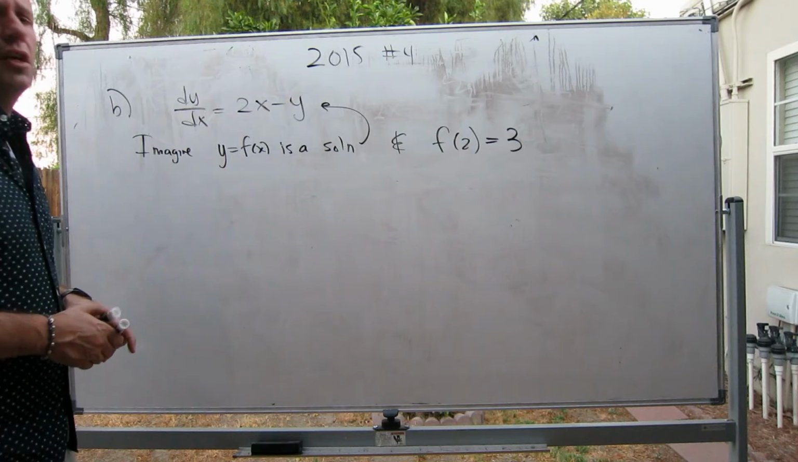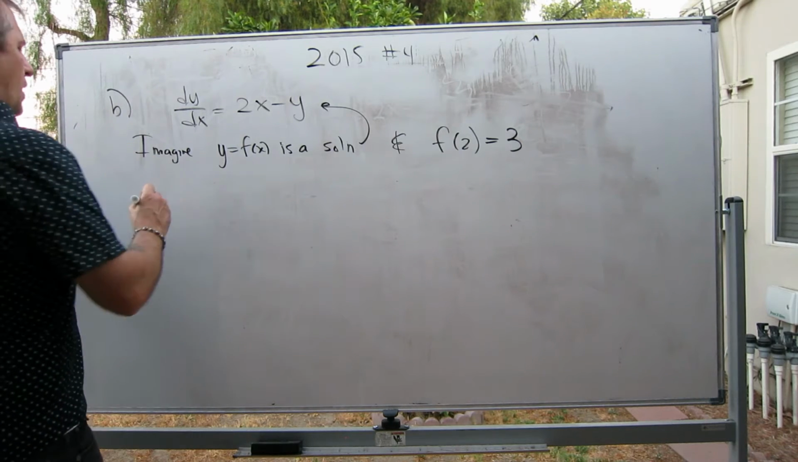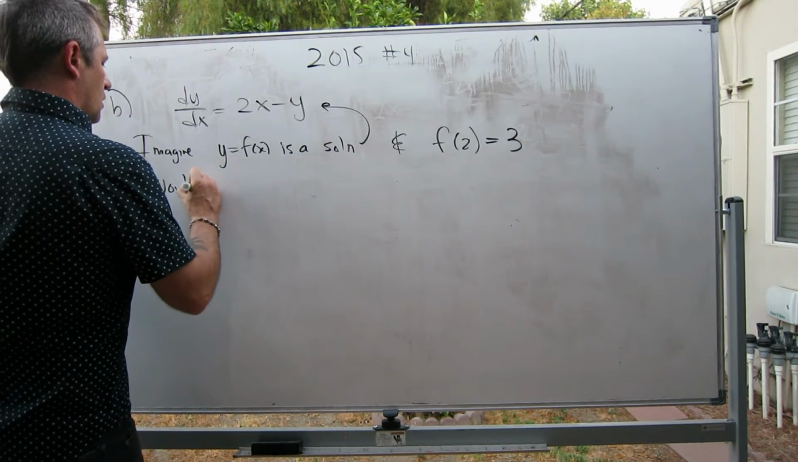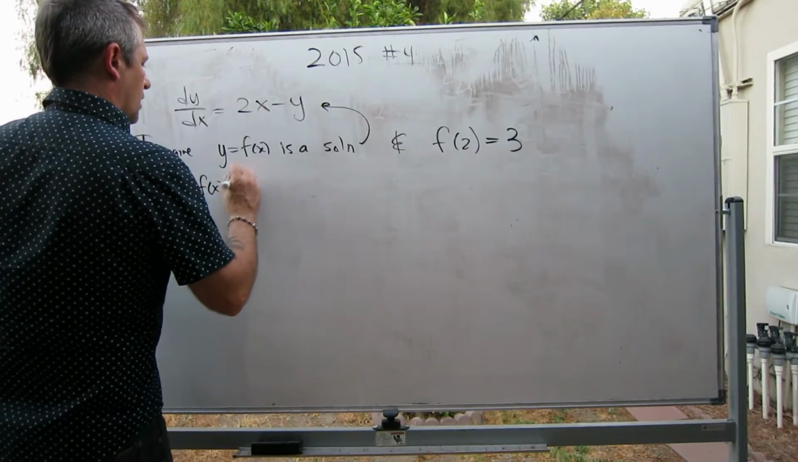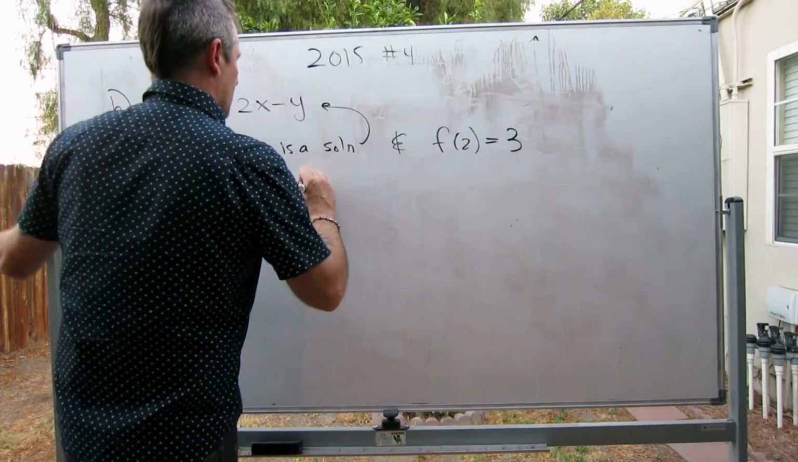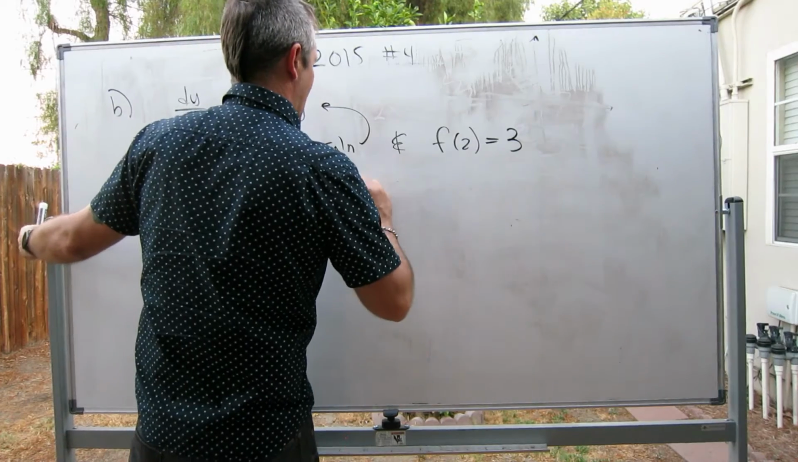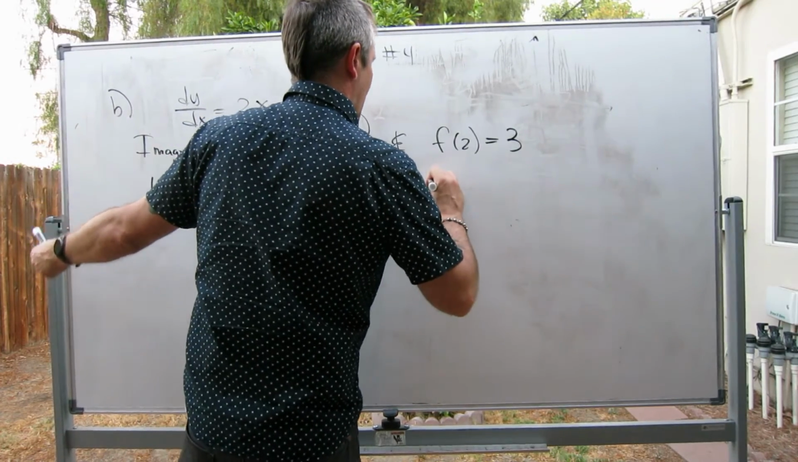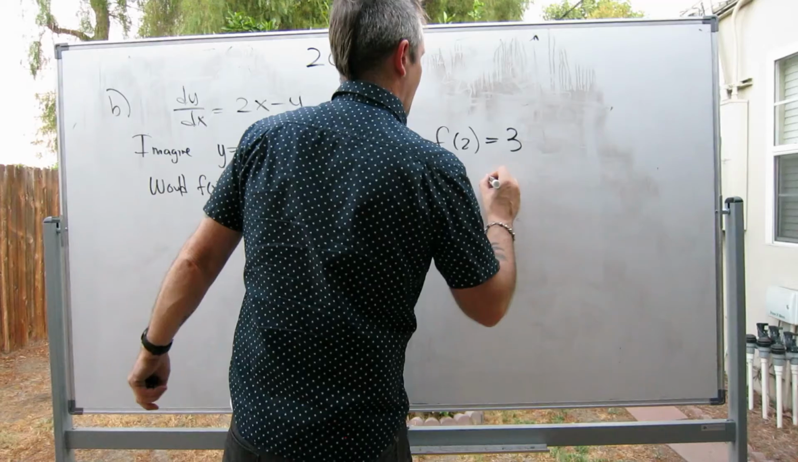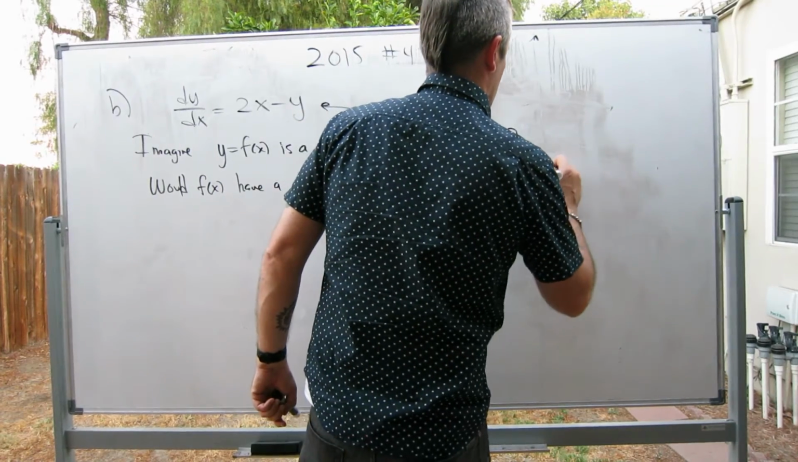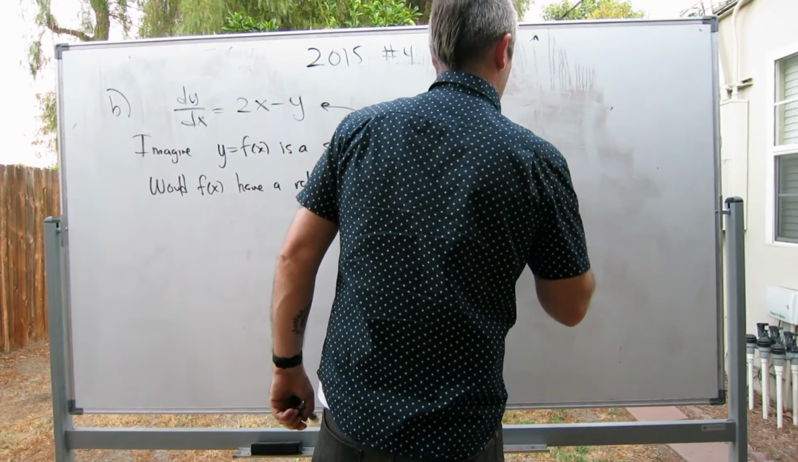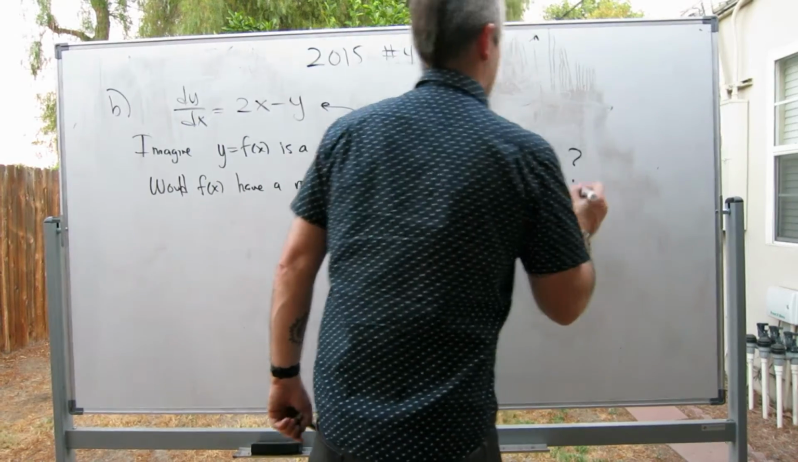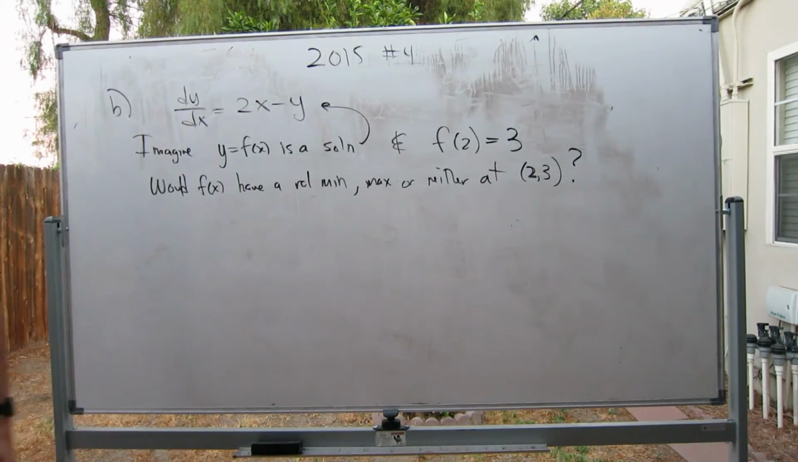And it asks us, would f have a relative min, relative max, or neither at the point 2, 3. That's what it would ask. Okay, well, let's try to figure it out.